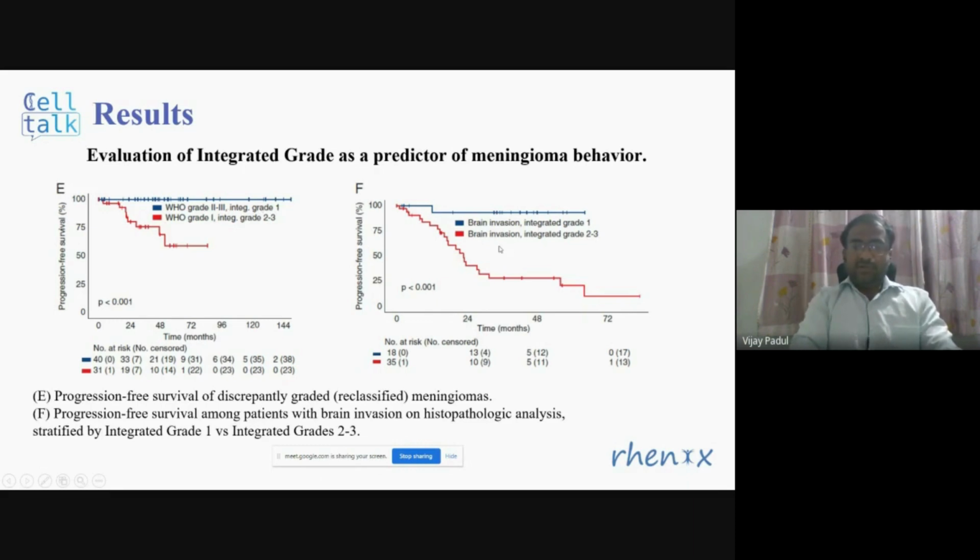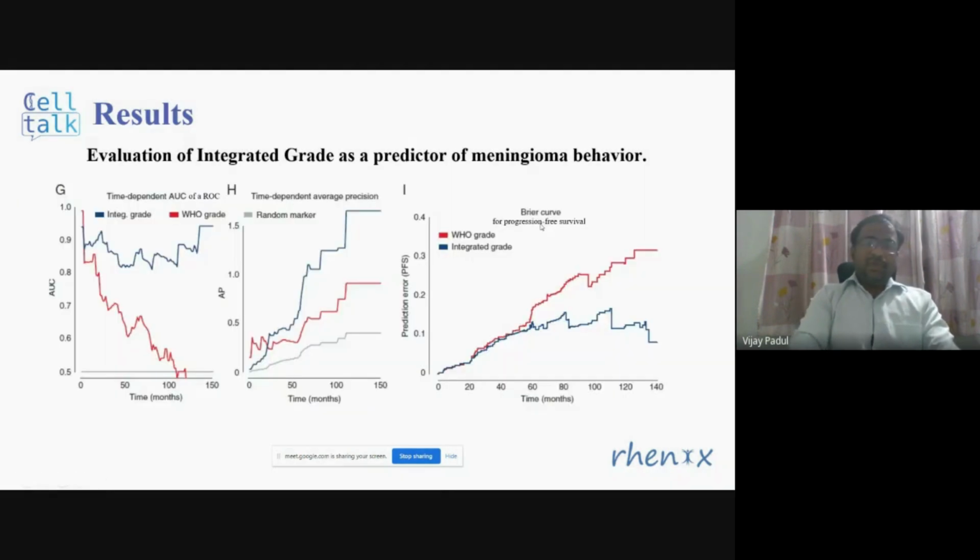Now here, the brain invasion: those integrated grade 1 which showed brain invasion as compared to the integrated grade 2, 3 which showed brain invasion. So there is clearly a difference between these two cases, which were separated or compared by taking the integrated grade. Here, they also analyzed how accurate this integrated grade is.